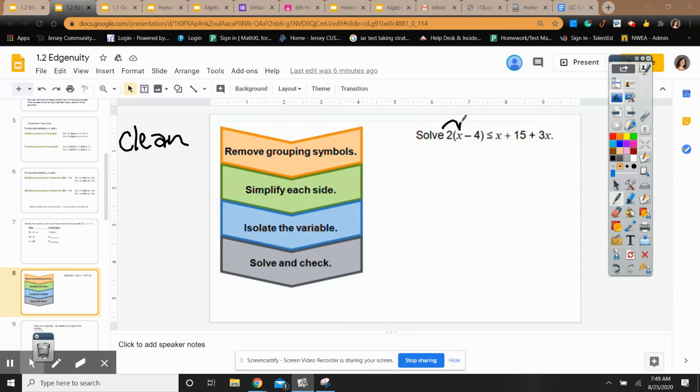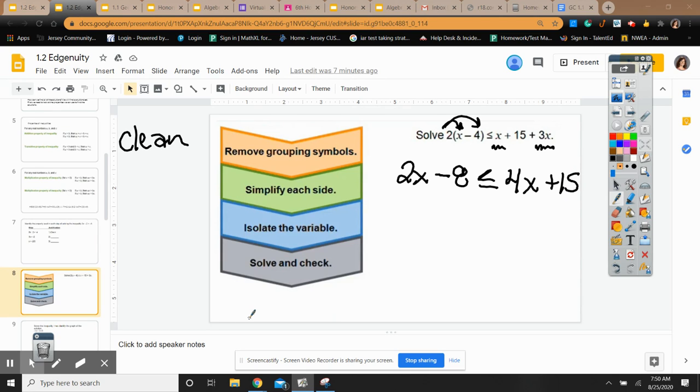So let's clean up a little bit. That's the distributive property. 2x minus 8. Keep the sign, less than or equal to. I'm going to go ahead and do 2 steps here because I'm going to clean up this right side while I'm at it. x plus 3x, we call those like terms. That would be 4x plus 15.